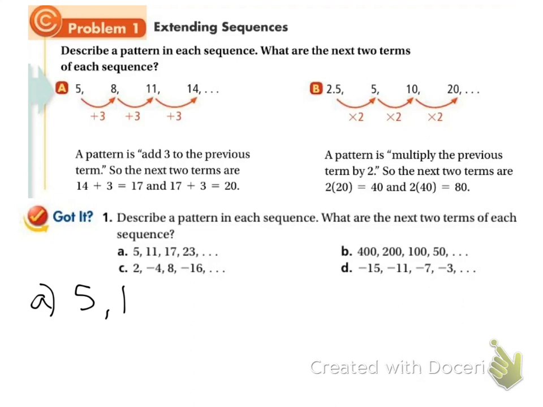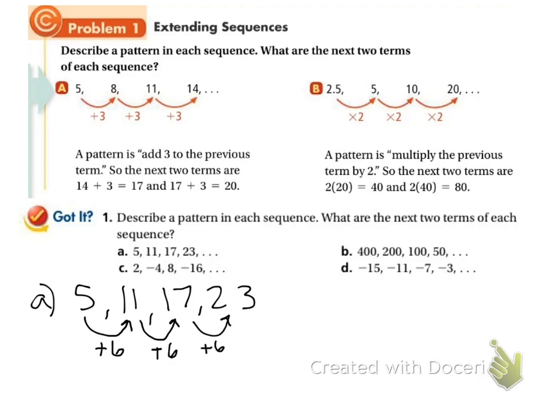I've got 5, 11, 17, 23. From 5 to 11, I add 6. And 11 to 17, I add 6. And to 23, I add 6. And I'll figure out the next two terms. So 23 plus 6, that's 29. 29 plus 6, that's 35.